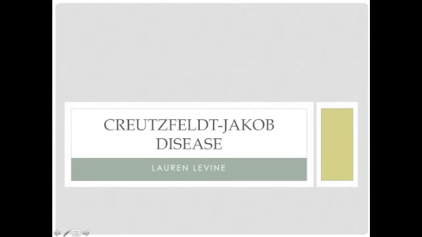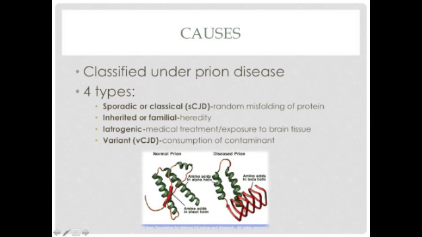Creutzfeldt-Jakob disease. Causes of Creutzfeldt-Jakob disease. There are 4 different types of CJD: sporadic, inherited, iatrogenic, and variant. Sporadic or classical is caused by the random misfolding of a protein. Inherited can be through the inheritance of a certain type of gene. Iatrogenic means the disease is acquired through a medical procedure such as contamination from brain surgery. Variant is acquired from eating beef tainted with bovine spongiform encephalopathy, also known as mad cow disease.